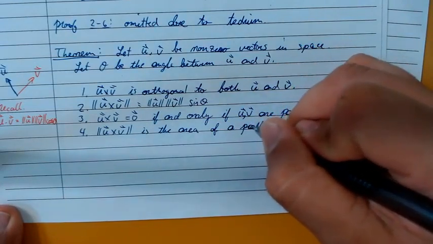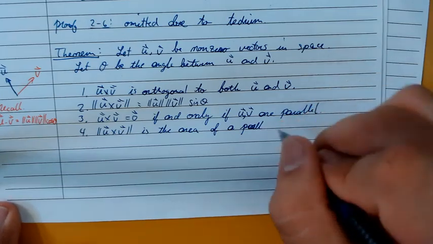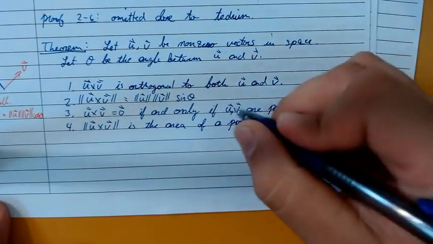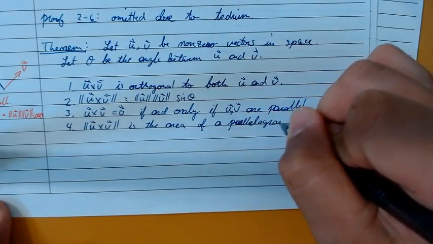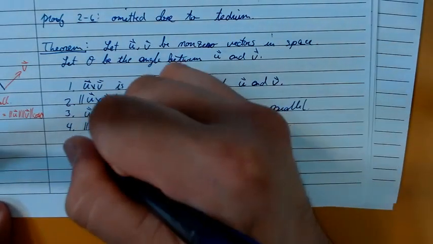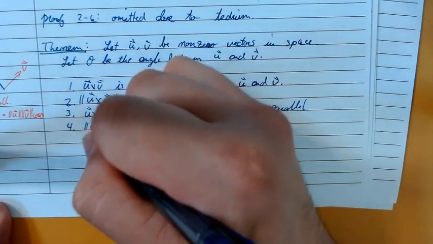Oops, I don't know how to spell parallelogram. Parallelogram? Parallelogram. There we go. Parallelogram with u and v as its adjacent sides.